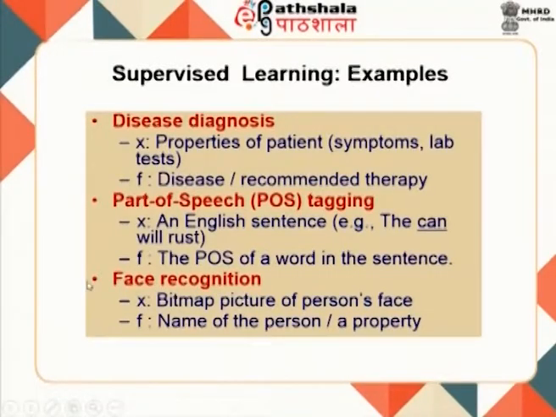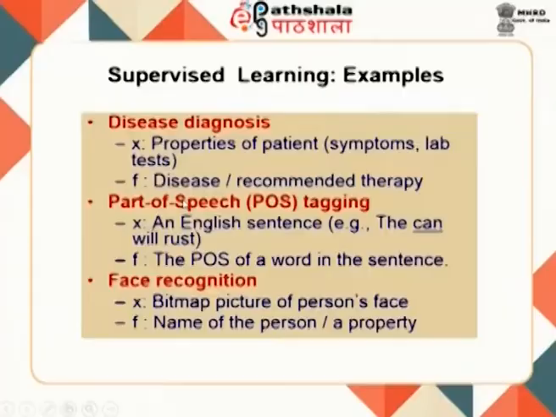Another example is face recognition. So, a bitmap picture of a person's face can be given, and the name of the person or a property of the person can be the output that you require. So, for all this, why are we calling it supervised learning? You give some examples along with the features and then you have a label. So, this is the disease, okay.